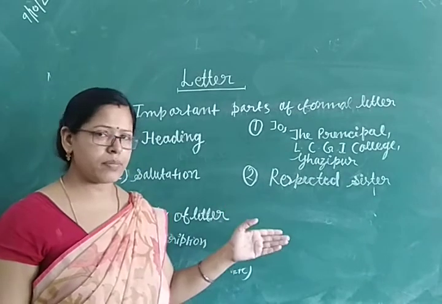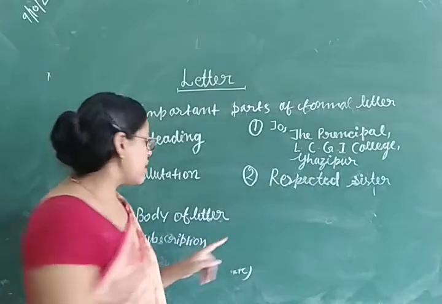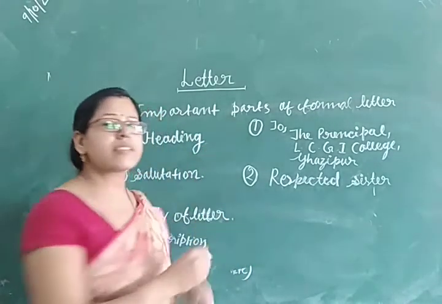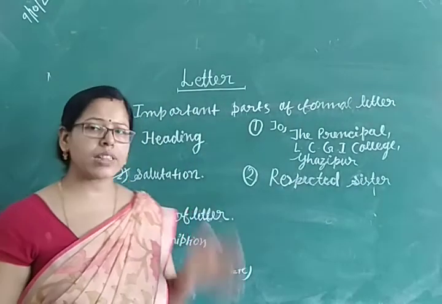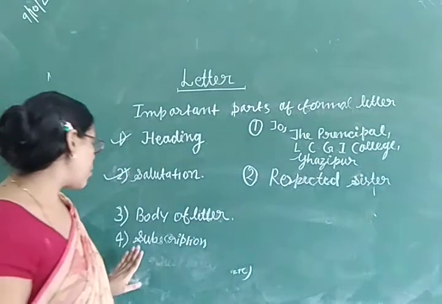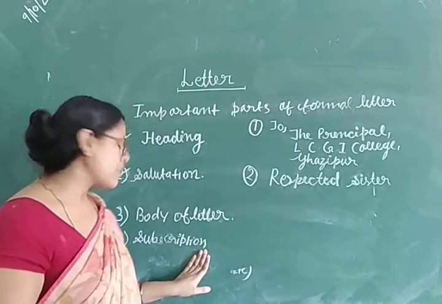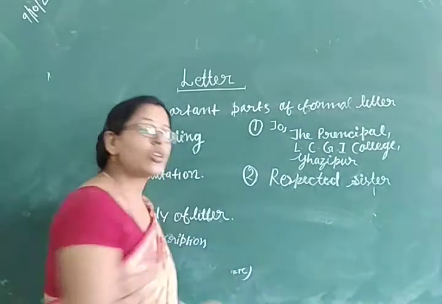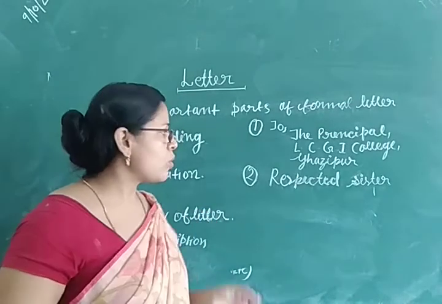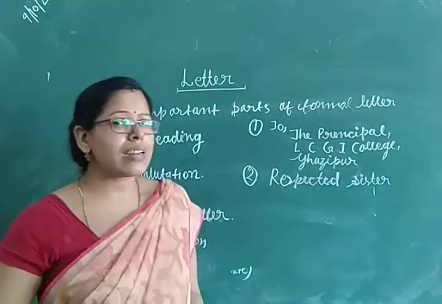I will give you an example. Third one is what? Body of letter. This is the important part where you convey the message, whatever you want to convey. That message you will write here in the body of letter part. Now come to the 4th important part, that is subscription. Subscription means how you will take leave. That means how you will close the application. At the end, what words you will write.